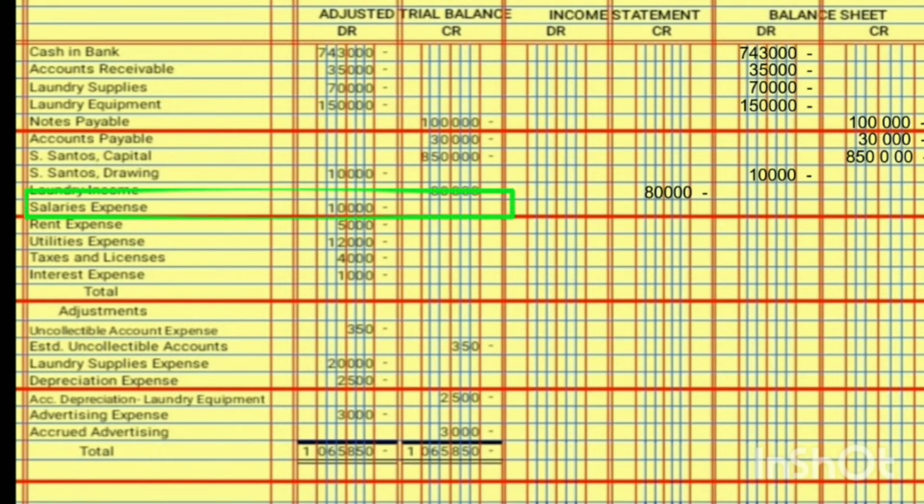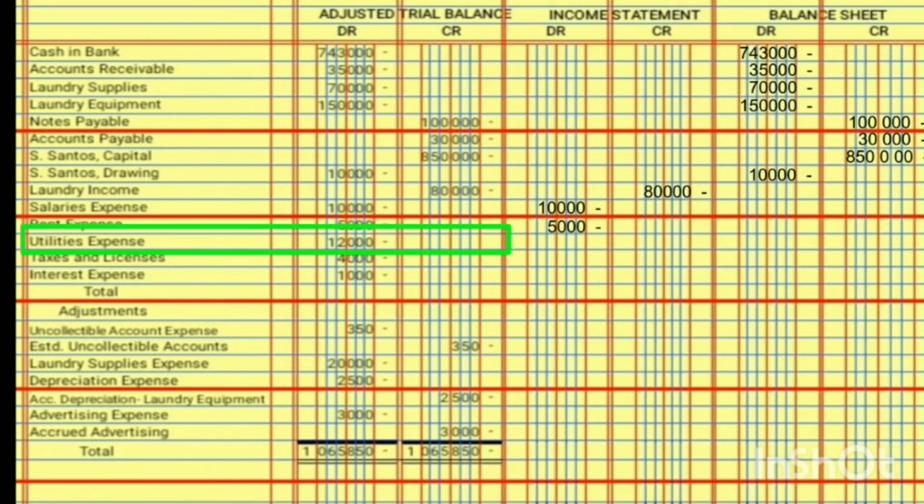Next is salaries expense, 10,000 debit. So expense is a nominal or an income statement account. So we're going to extend it here in the income statement column. So we have here 10,000 debit. Next is rent expense, 5,000. Again, expense is a nominal or an income statement account. So we're going to extend it here in the income statement column. That's why we have 5,000 debit.